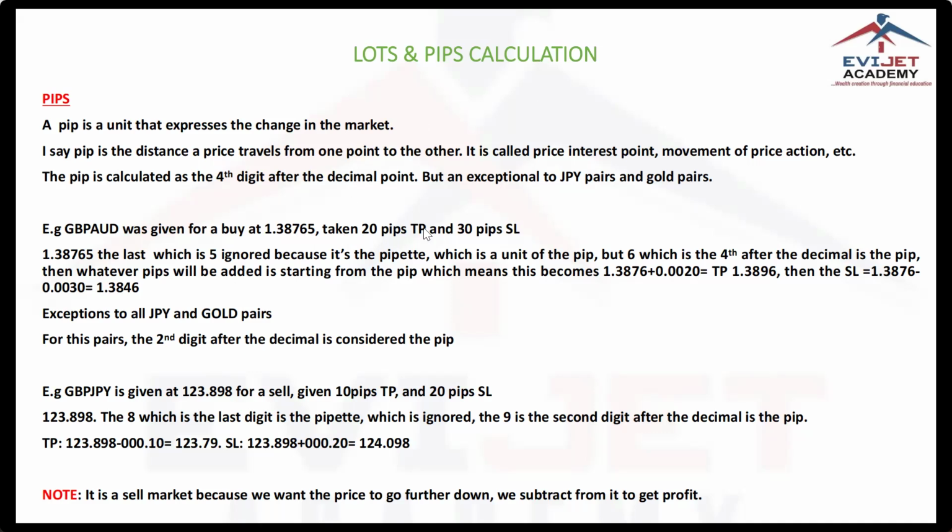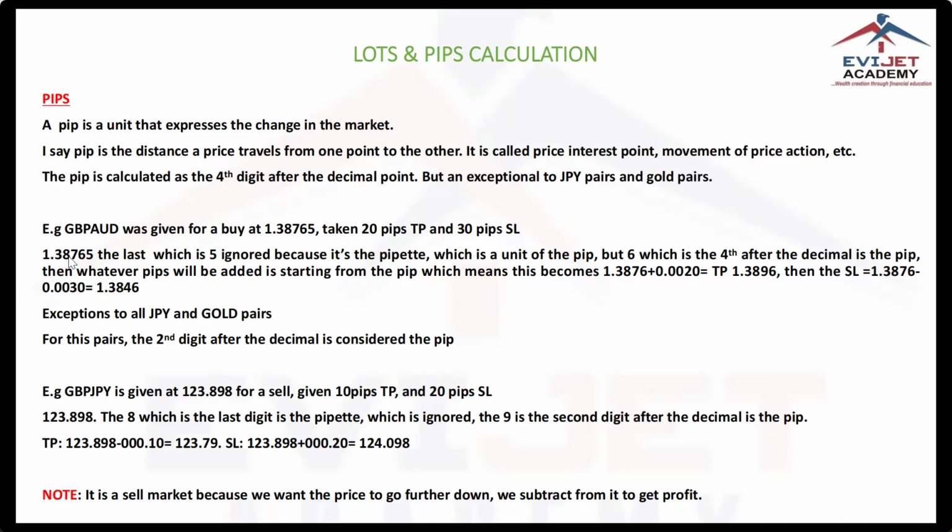Then your stop loss is 30 pips. Because you are buying, your stop loss will be below, so your stop loss will be lesser than the entry price. So this is the entry price. Now, for us to calculate this movement and get the exact figure of what the 20 pips is, we need to do the arithmetic using the entry price and minusing 20 pips.